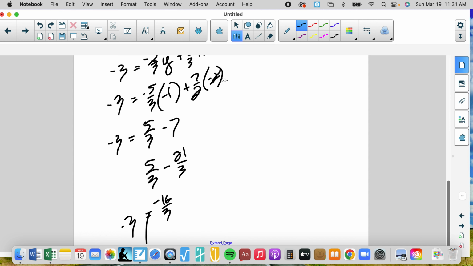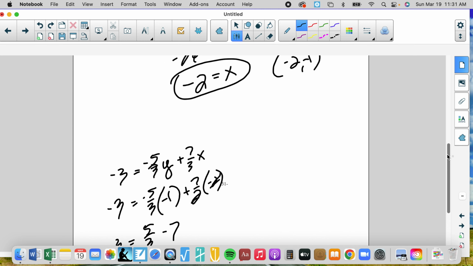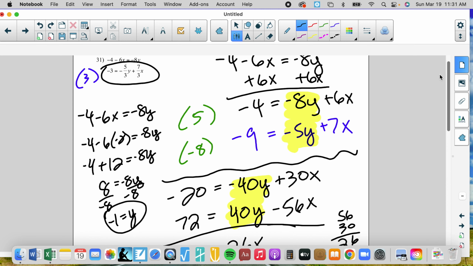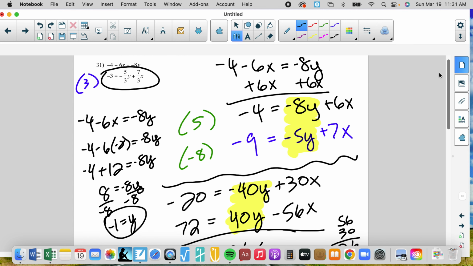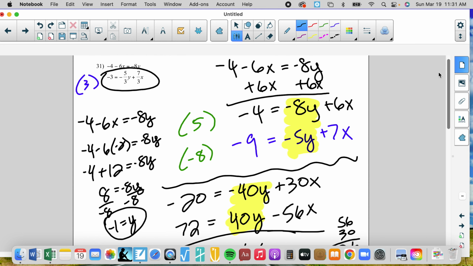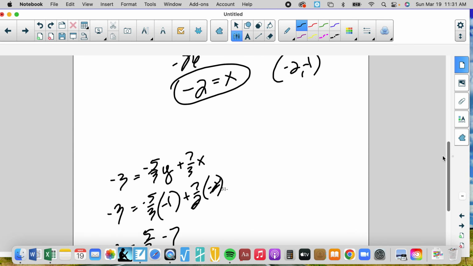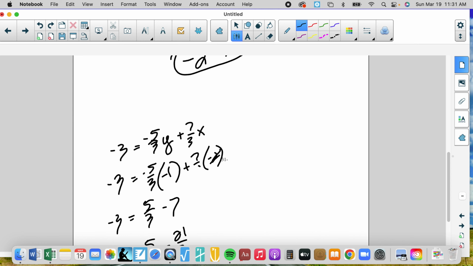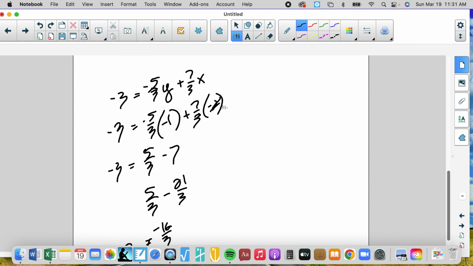So I know my answer is wrong, even though I may have made a mistake somewhere else. So I think I made a mistake somewhere. Oh, I see where I made a mistake. I canceled the 2, but it was a 3. All right, so I didn't make a mistake in the solution. I just made a mistake in my check, which can happen also.